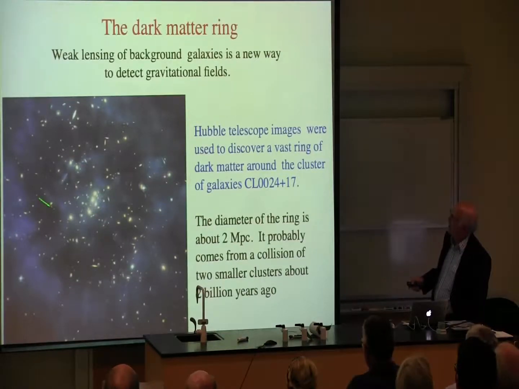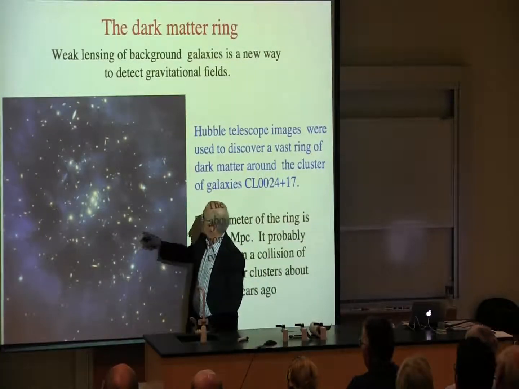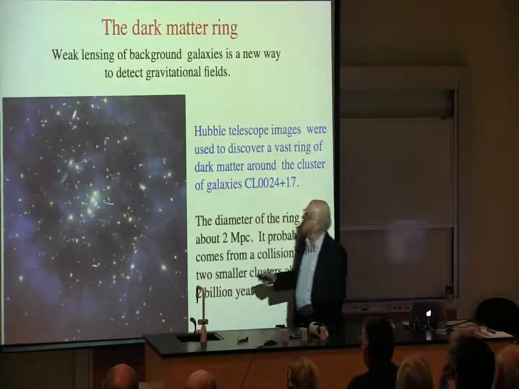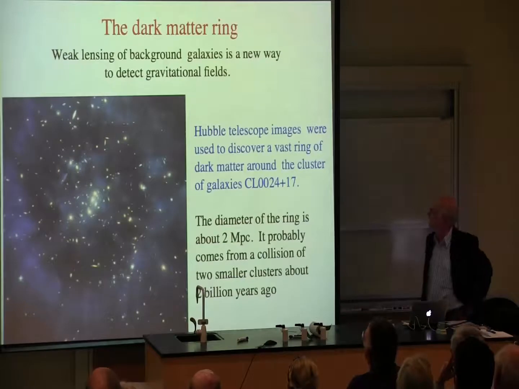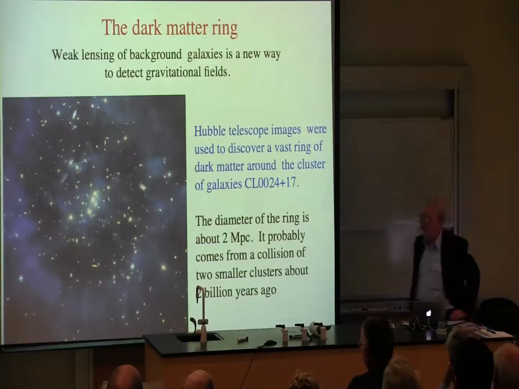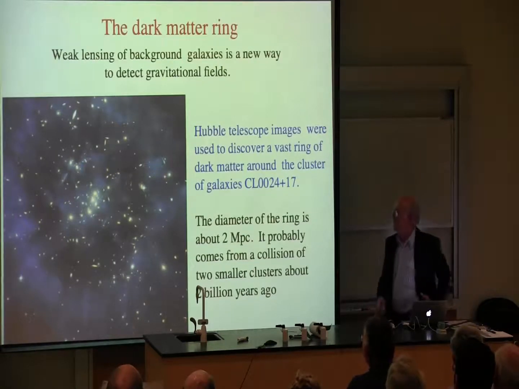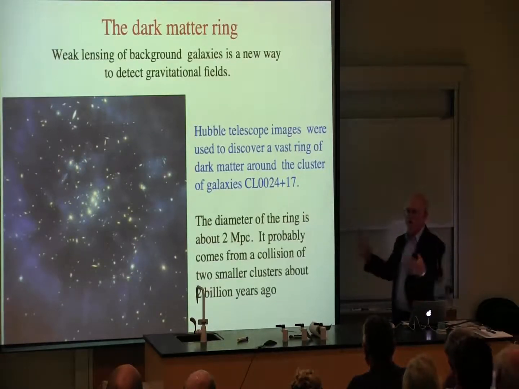You can see the galaxies, the optical galaxies are these bright things. The blue stuff is dark matter as inferred from this sort of gravitational lensing. And what you see is that there's some dark matter in the middle, and then there's a great ring of dark matter in this cluster. And people figured out that what's probably happened here is that there's been a collision of two big clusters of galaxies. And the collision would have been along the line of sight, along your line of sight.